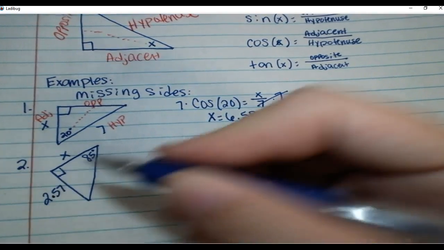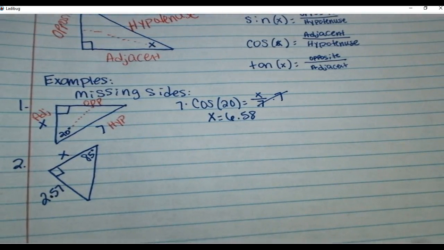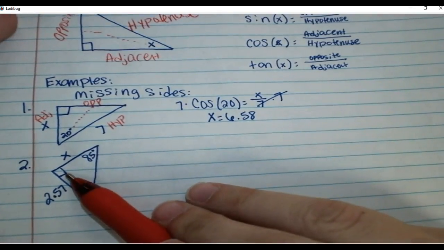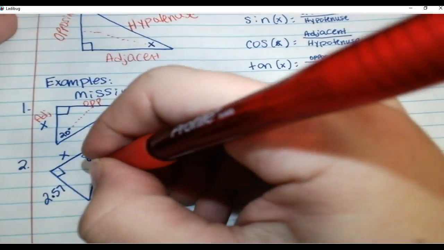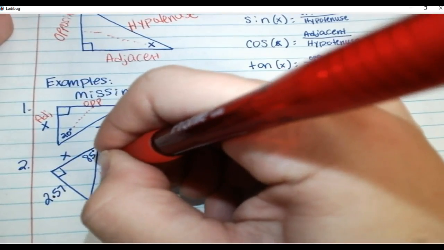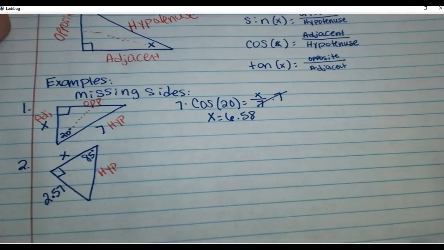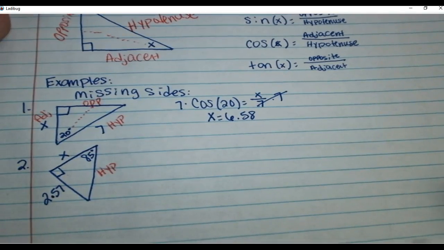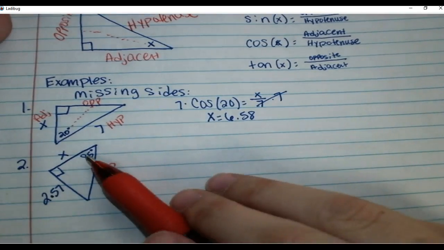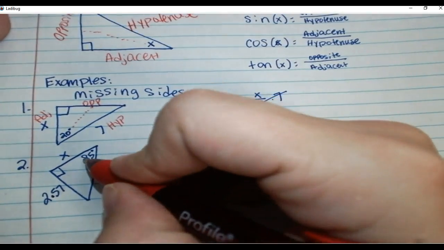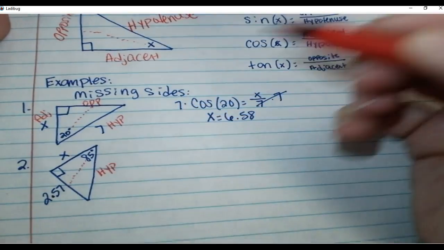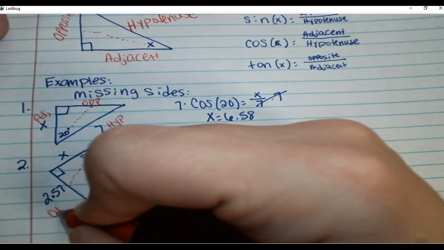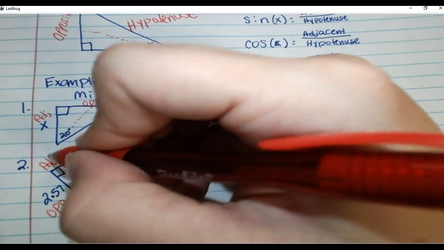That's 2.57. Okay, so again, step 1 is always label the triangle. If this is my right angle, across from it is my hypotenuse. And so then my important angle is 85. If I draw my little line, that takes me over here to 2.57, so that's my opposite. And then that leaves me adjacent.